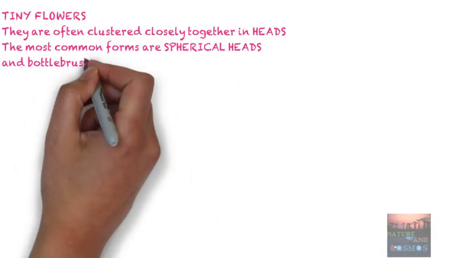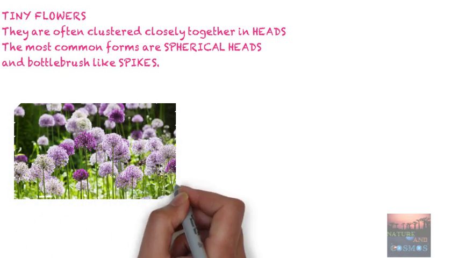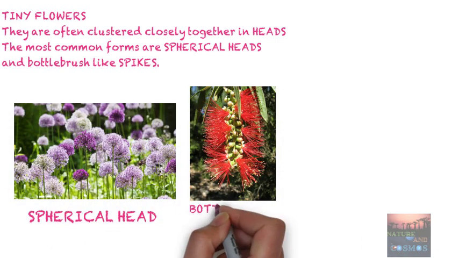Now we have tiny flowers. They are often clustered closely together in heads. The most common forms are spherical heads and bottlebrush-like spike. You can see it over here. This is the spherical head and this is the bottlebrush spike.